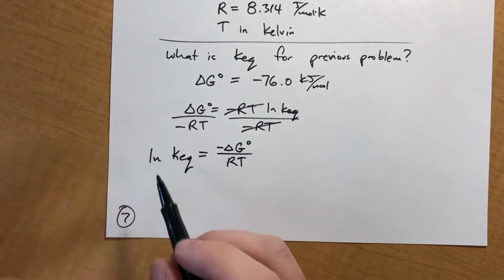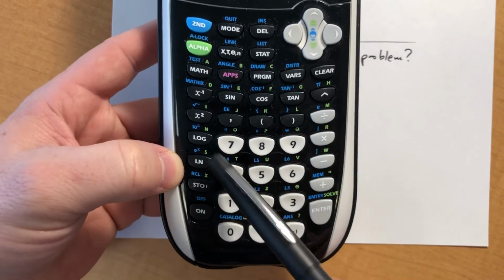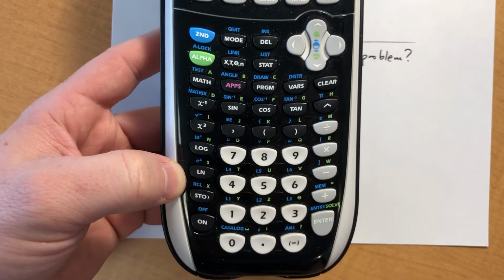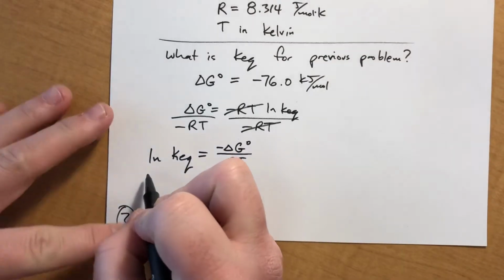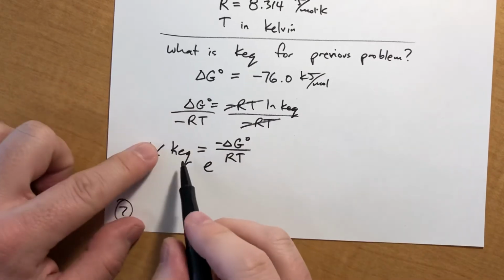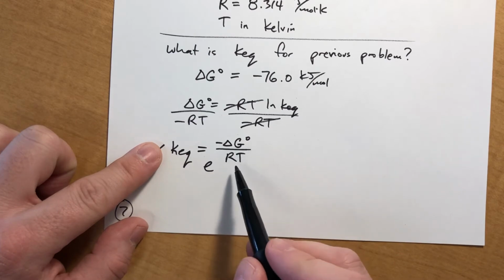To get rid of the natural log, we, during the acid-base chapter, we used regular log, but now we're going back to natural log. Natural log is the inverse of e to the x. So to get rid of natural log, we do e to the x on both sides. So Keq is equal to e to the negative delta G over RT.